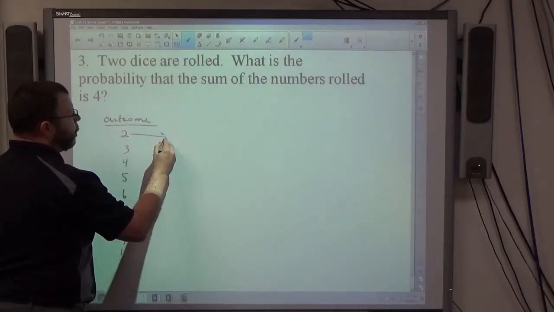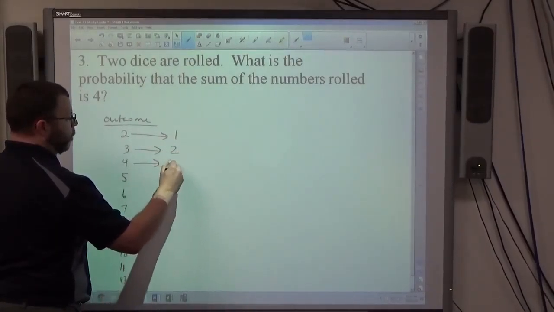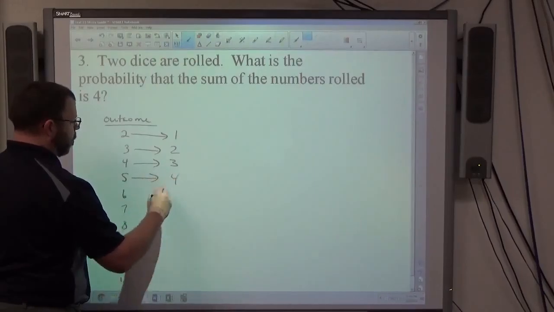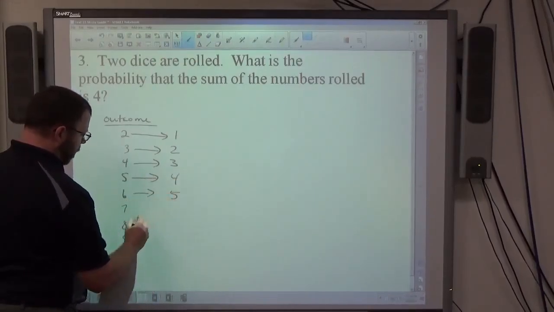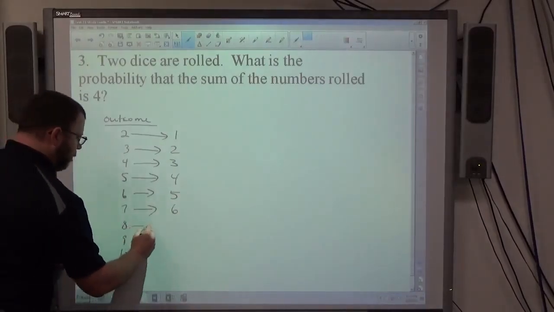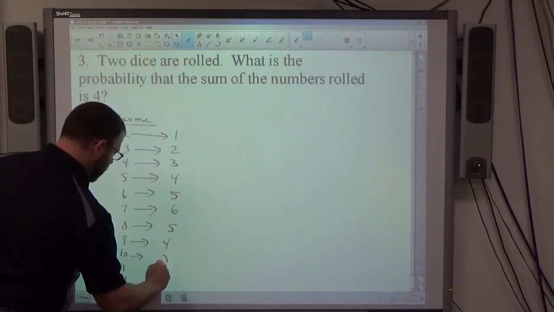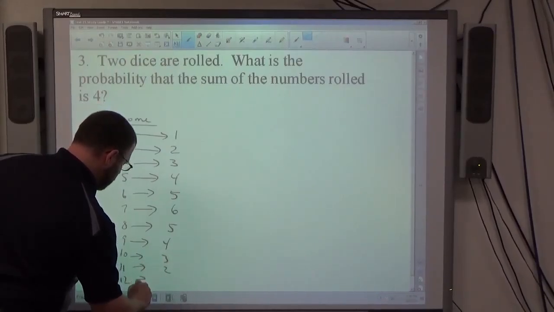And there's exactly one way to make 2, one more way to make 3, one more way to make 4, one more way to make 5, one more way to make 6, one more way to make 7, and then it starts decreasing after 7 back down. 5, 4, 3, 2, 1.